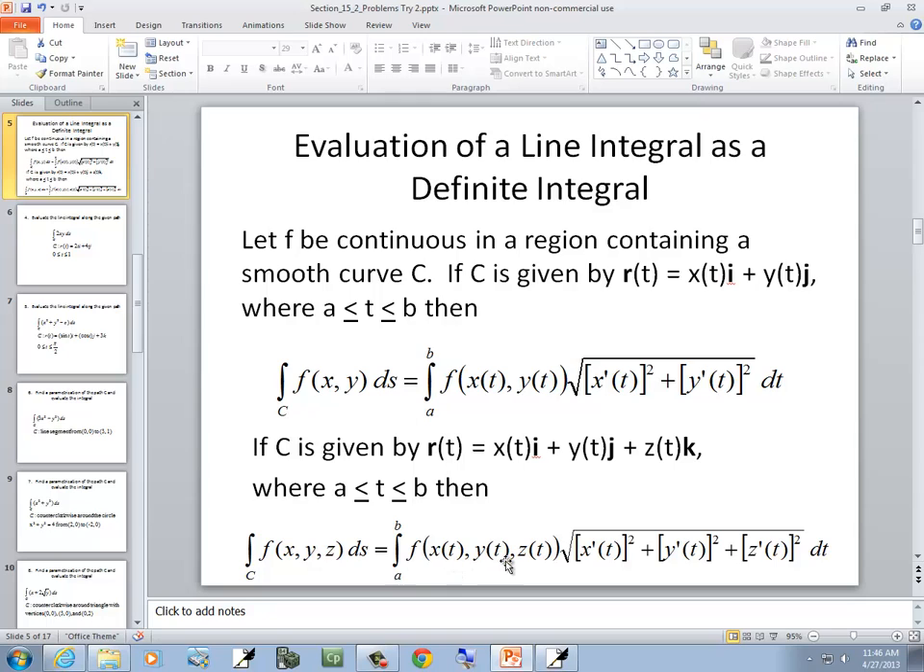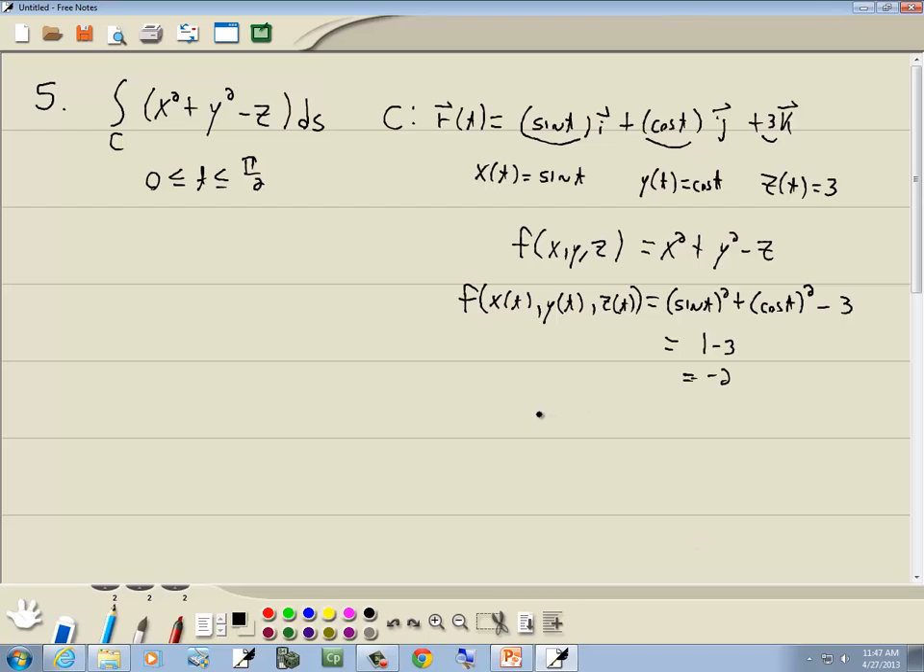So that's the first part here. They give us the a and b. That's what t falls between. So now we need x prime, y prime, and z prime. So we got our x prime: the derivative of sine is cosine. We got y prime: the derivative of cosine is negative sine. And z prime: the derivative of 3 is 0. So we just found those.